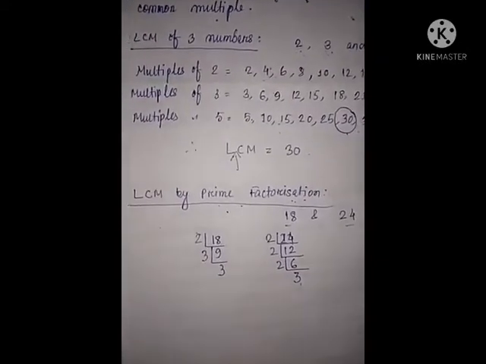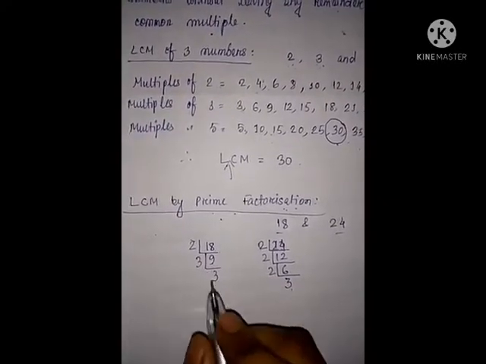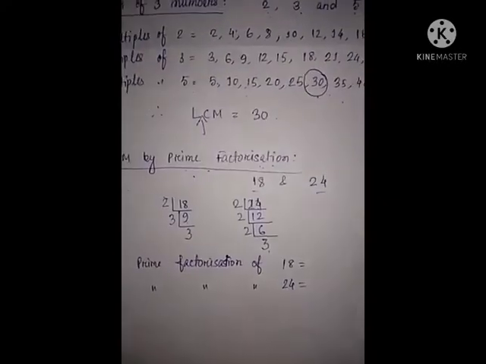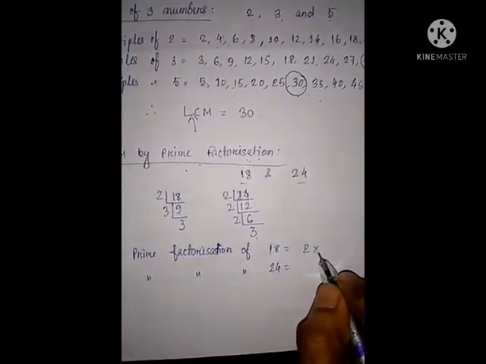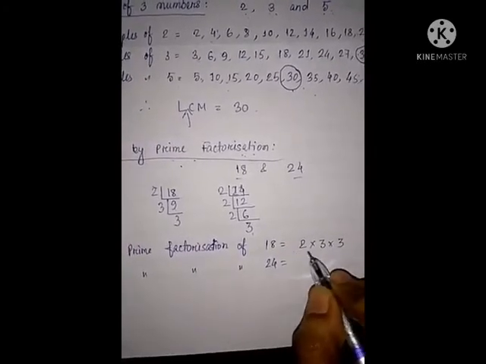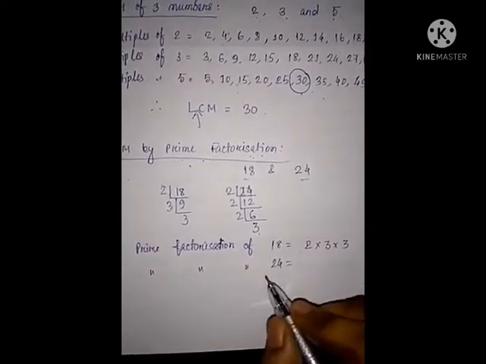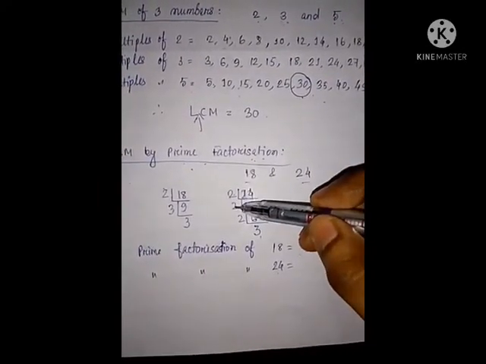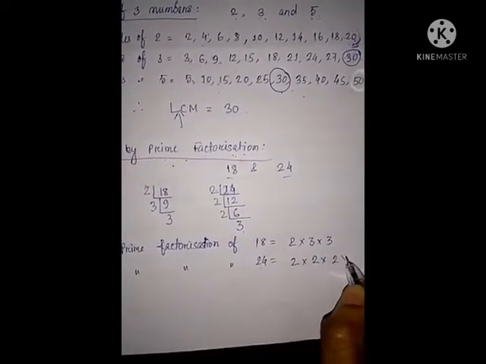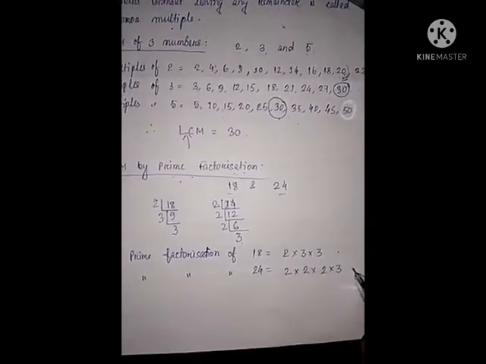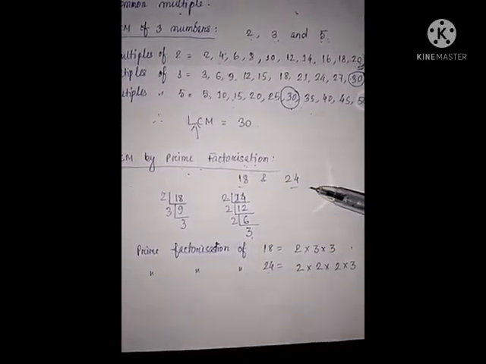Now we have to write the prime factorization of 18, which is equal to 2 into 3 into 3. Prime factorization of 18 is 2 into 3 into 3. 2 3s are 6, 6 3s are 18. Now the prime factorization of 24 is 2 into 2 into 2 into 3. So this is the prime factorization of both these two numbers.